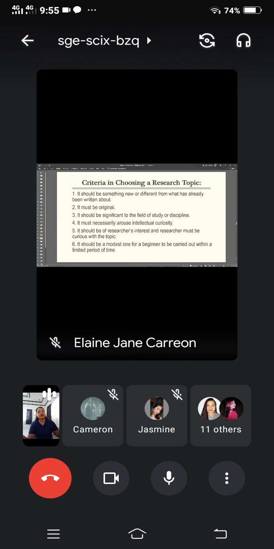It should be significant to the field of study or discipline. Nasabi ko na kanina, it must necessarily arouse the intellectual curiosity. It should be of researcher's interest and researcher must be curious with the topic. It should be a modest one for a beginner to be carried out within the limited period of time. Later on, I will teach you on how to create from a very broad idea of research, from a very broad topic, and we will make it specific.